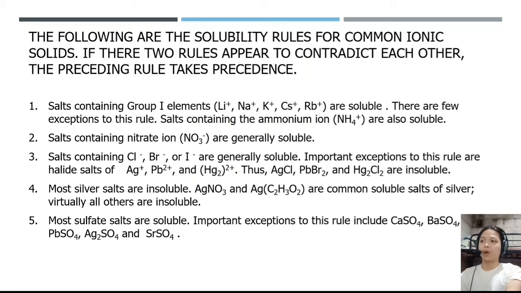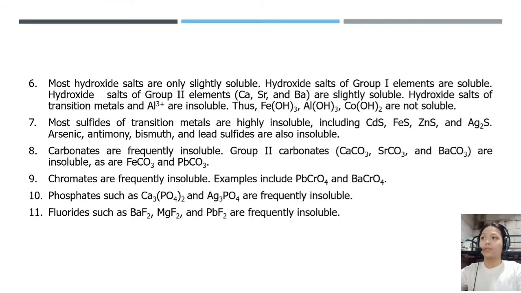Number 4. Most silver salts are insoluble. AgNO3 and AgC2H3O2 are common soluble salts of silver. Virtually all others are insoluble. Number 5. Most sulfate salts are soluble. Important exceptions to this rule include CaSO4, BaSO4, PbSO4, Ag2SO4, and SrSO4.